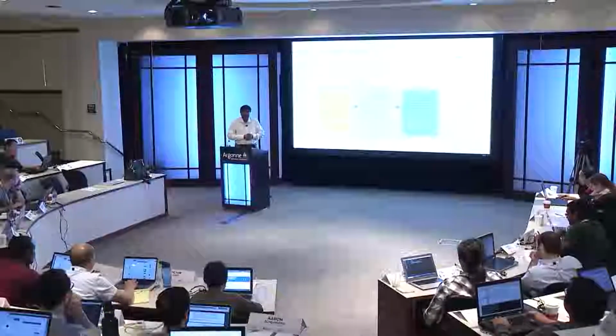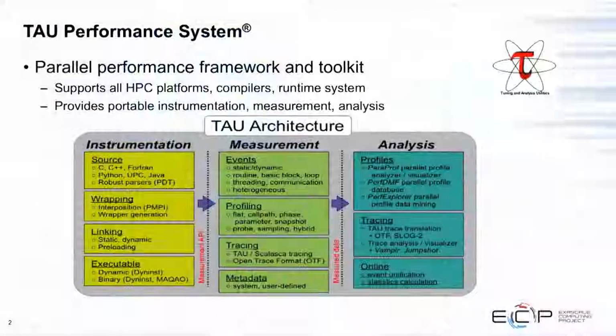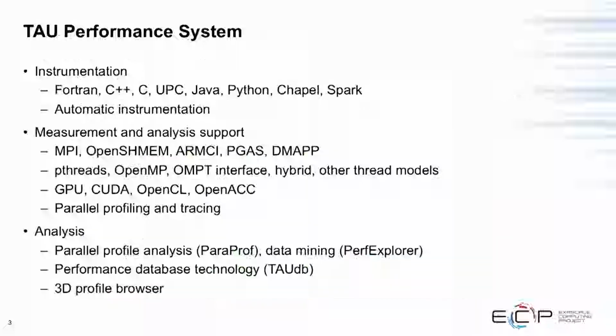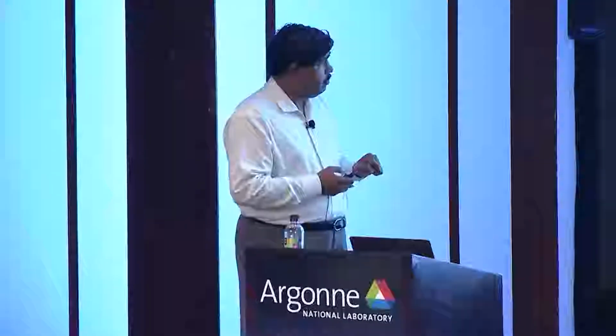So the TAU performance system is a parallel profiling and tracing toolkit that supports, or aims to support, all the HPC platforms and different languages, compilers and runtimes. We have automatic source instrumentation capabilities in TAU to target C, C++, Fortran, and Python, as John just mentioned. We can instrument at the level of different runtimes like MPI, OpenMP, Kokkos, pthreads, and we have many ways to insert hooks into your program, and we'll see some of these examples.